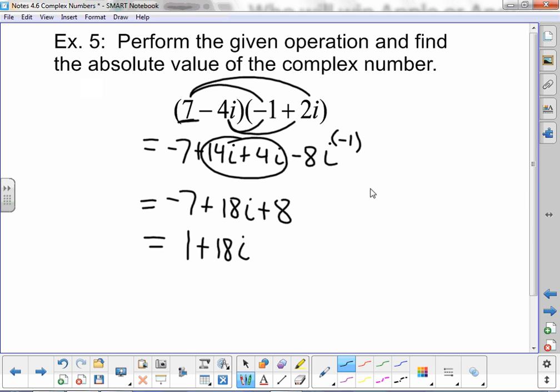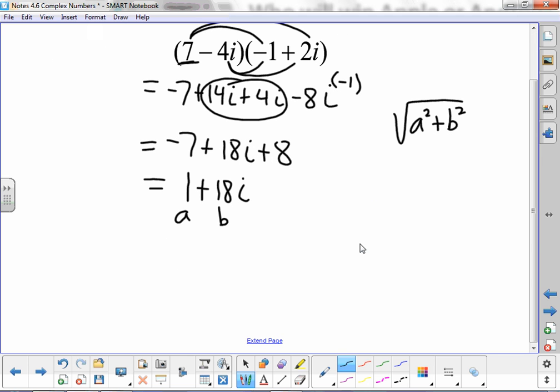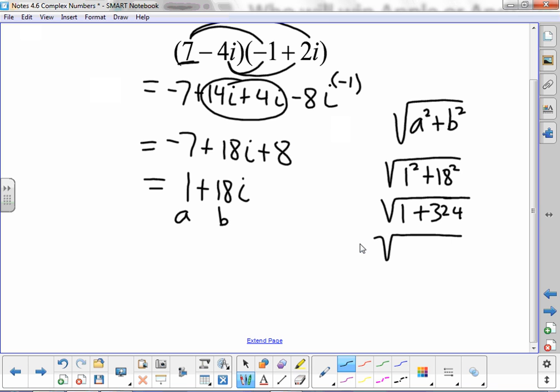Now there's actually a second part that says find the absolute value of it. So now what we're going to do is use the formula square root of a squared plus b squared. Our a part is 1, our b part is 18. So we're just going to plug it right into the formula. It's the square root of 1 squared plus 18 squared, which is square root of 1 plus 18 squared, 324. Okay, and this will be square root of 325.